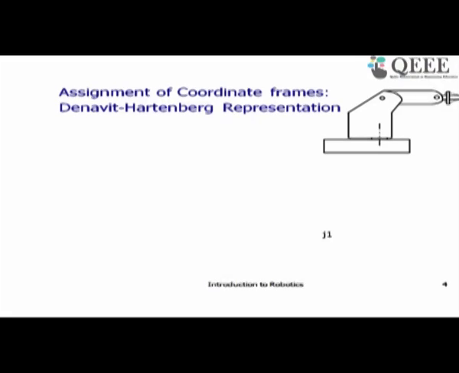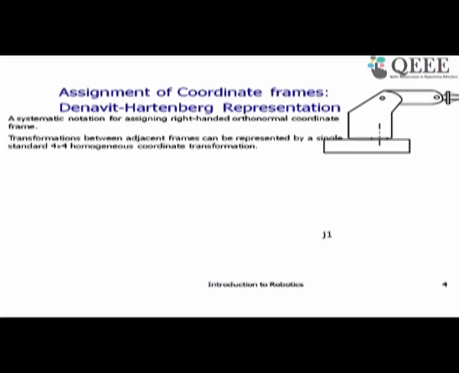We'll go with the basic method of Denavit and Hartenberg for assigning the coordinate frames, then getting the DH parameters for all the joints, and then getting the formulation for coordinate transformation. So let us start with a simple robot system. What we do is use a systematic notation for assigning right-handed coordinate frames to all the joints, and the transformation between adjacent frames can always be obtained by using the transformation matrix.